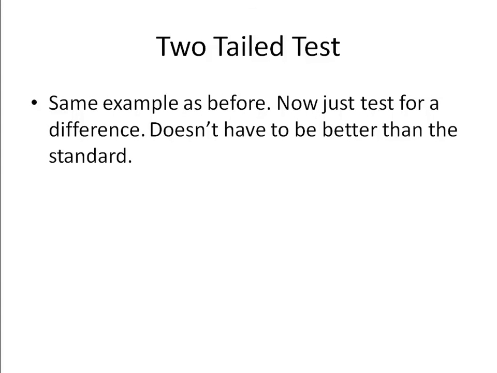Now let's look and see what would happen in a two-tailed test. We'll use the same example as before. Now we're just going to test if there is a difference or if there isn't a difference. So our new material doesn't necessarily have to be better, just different. And so we rewrite our hypotheses, where the null hypothesis would be that my new material has the exact same elastic modulus as the standard, and the alternate is just different. It's not equal to 50.